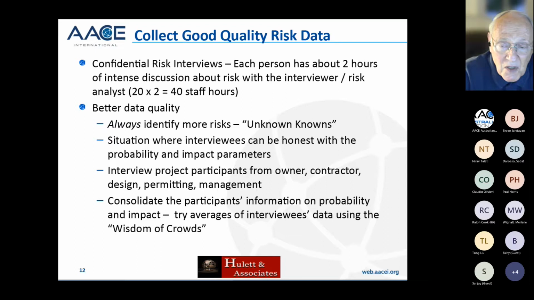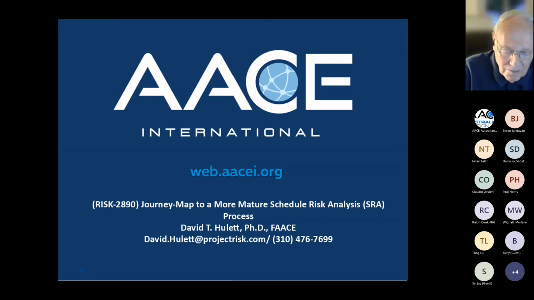When we consolidate the people's information on probability and impact for a particular risk, we try first to look at the averages of the individuals' data about probability, optimistic, most likely, and pessimistic, using the wisdom of crowds, which says essentially if you get enough people that are somewhat knowledgeable, maybe averaging them will give you a good number. But we look for outliers. We look for people who didn't understand the methodology or were trying to bias the numbers. And sometimes I don't believe certain people.